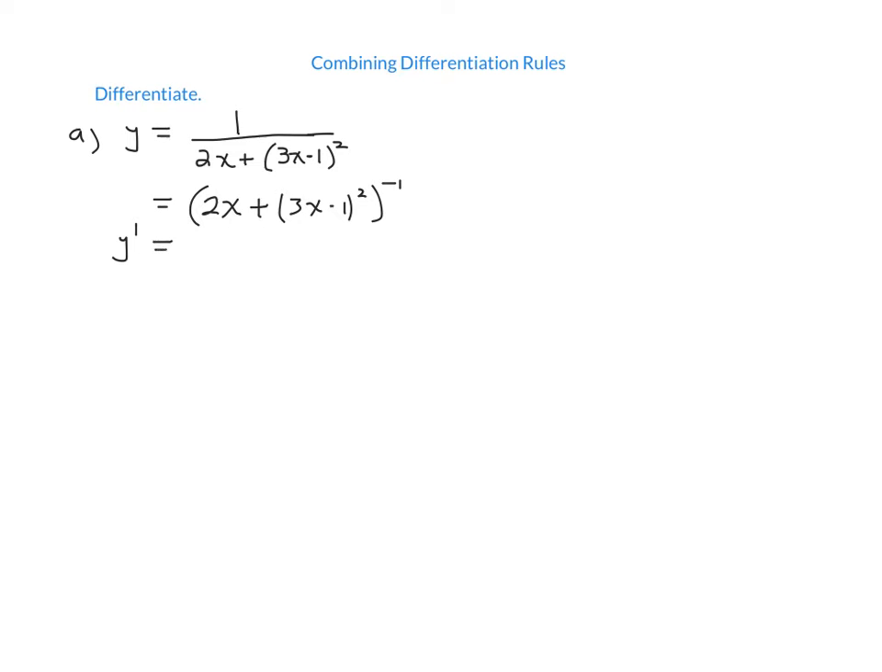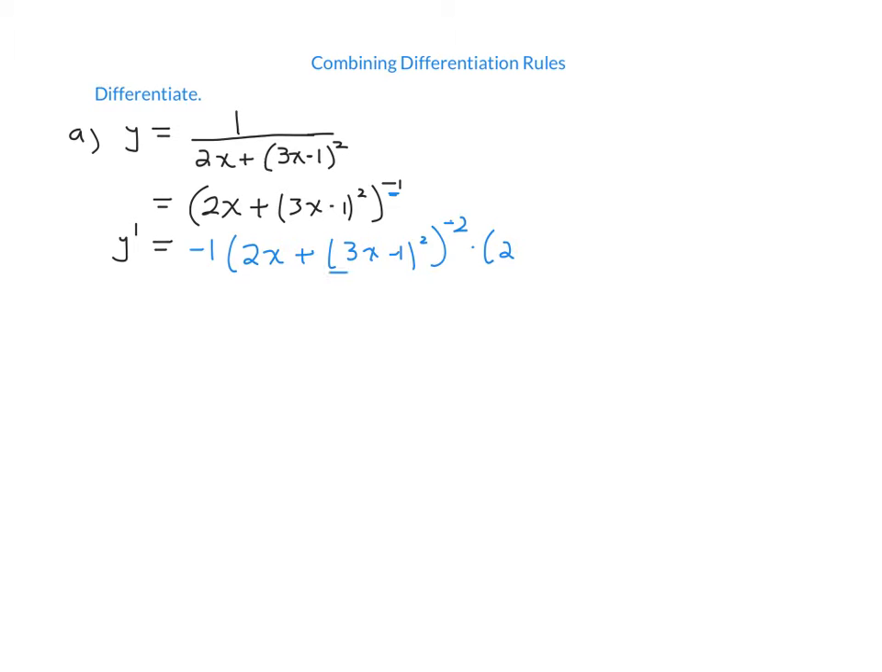So if I apply that chain rule, that negative 1 up in the exponent is going to come down front. I'm going to leave what's in the bracket as it is for the moment. And then the exponent gets reduced by 1, so that new exponent will be a negative 2. And then I have to multiply by the derivative of what's inside. So if I take the derivative of 2x, I'm going to get a 2.